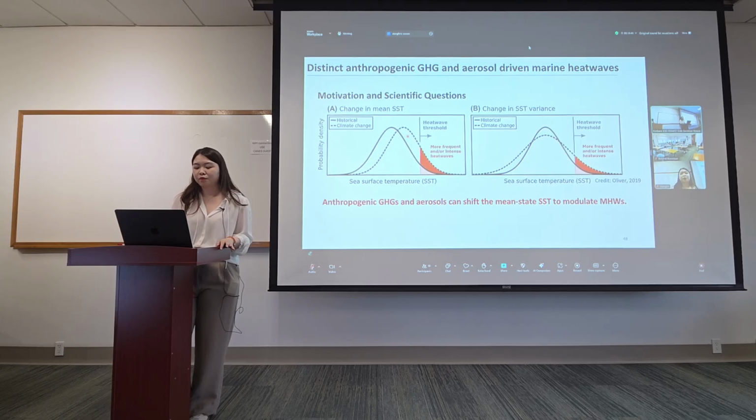Like we did before, by changing the mean SST, greenhouse gas and aerosol can change the likelihood of climate extremes. But in this project, we want to find another way. In addition to the mean state shift, can these forcings also change the shape of the SST probability distribution? Like we have larger kurtosis, we have smaller kurtosis, and the shape of the probability distribution will also influence climate extremes, both warm and cold.